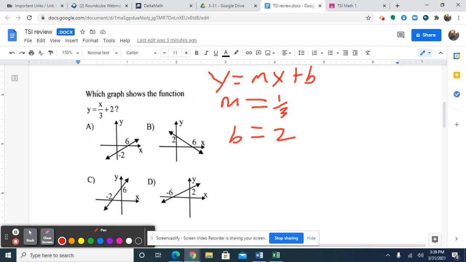Now we need to see where we have a y-intercept of 2, and there's only 2 other graphs that have it. So A and C are not answers. But we can also see that our slope is positive. And in B, the line is going down, so the slope should be negative. Therefore, the only possible answer is D.